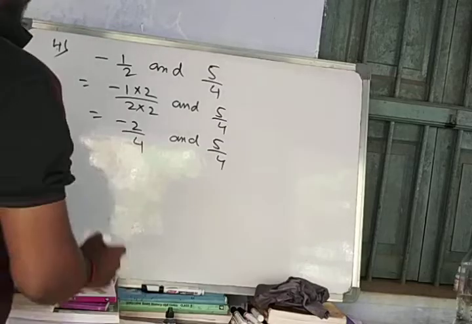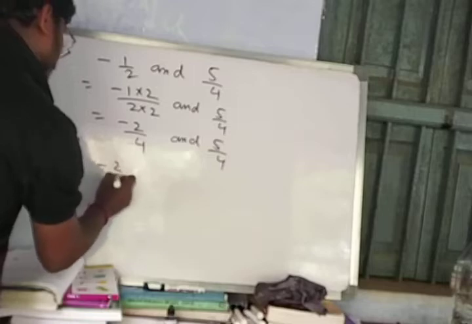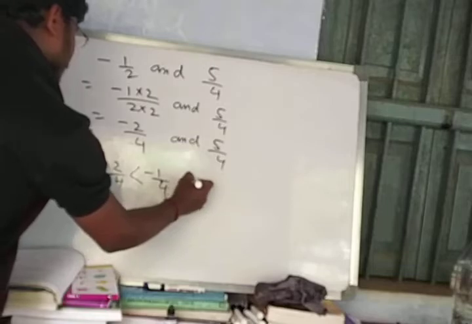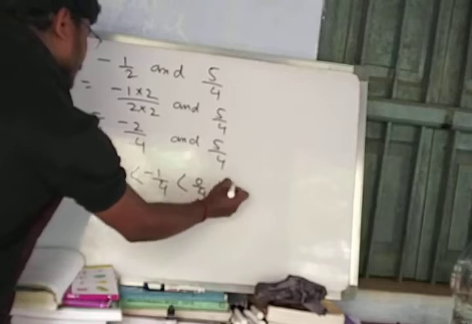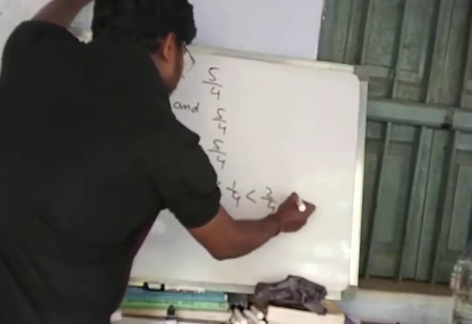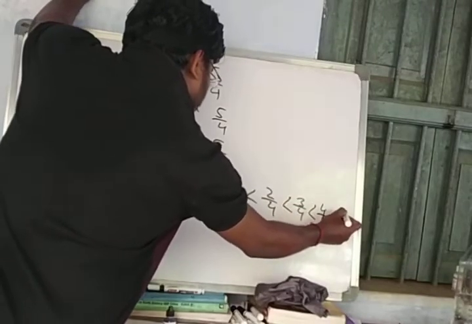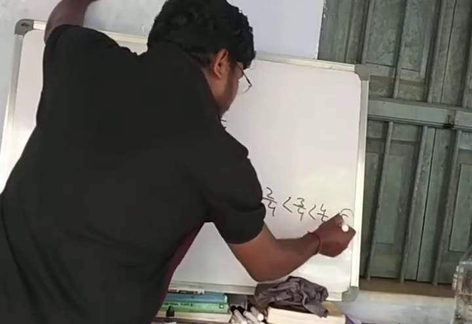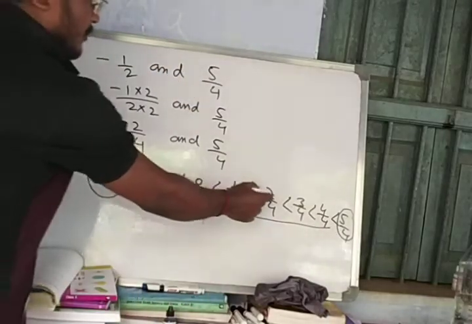Already you got 6. Therefore we can write between these two, minus 2 by 4 less than minus 1 by 4 less than 0 by 4 means 0, less than 1 by 4 less than 2 by 4 less than 3 by 4 less than 4 by 4 less than 5 by 4. So now see, these two numbers are given and among them you got 6 rational numbers, 1, 2, 3, 4, 5, 6.